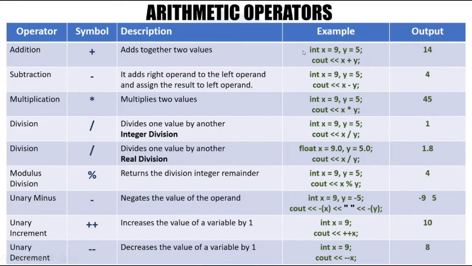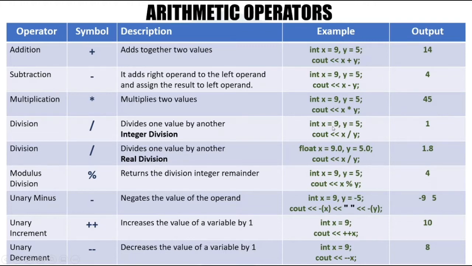Nakita nyo dito yung example, no? Nag-initialize tayo ng dalawang variables, X and Y. In-apply natin yung addition. 9 plus 5 is equal to 14. So yung 14 ang magiging output since ginamitan natin siya ng cout para mag-display ng result. Sa subtraction naman, 9 minus 5 is equal to 4. So 4 naman ang kanyang output. Then sa multiplication, ang symbol is asterisk. 9 times 5 is 45. Yun naman ang ating output.